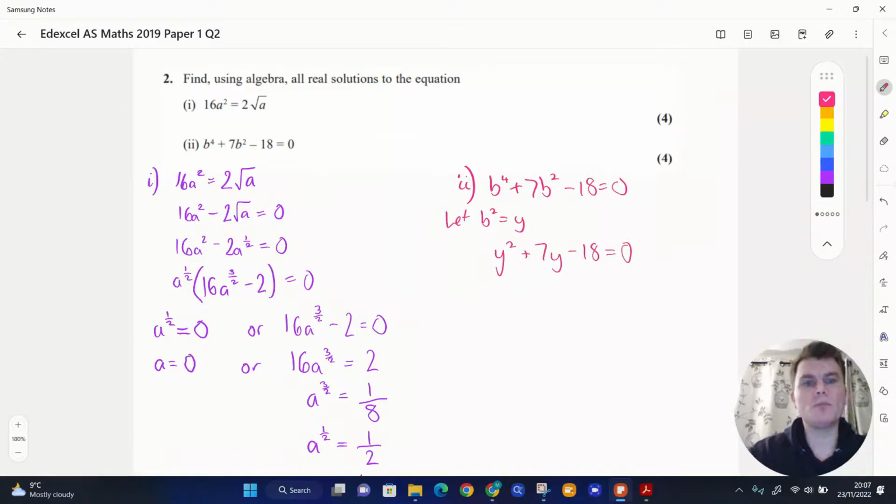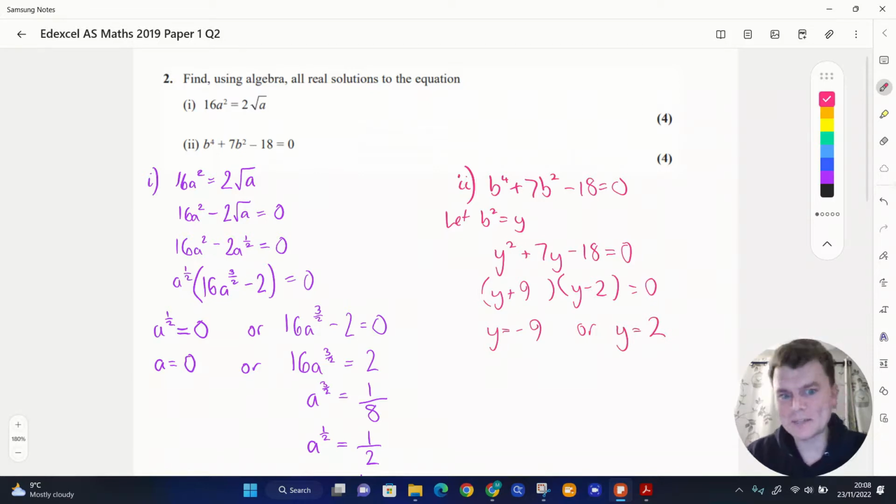So we've got y squared plus 7y minus 18 equals 0. Continuing along the algebra theme, we are going to factorise it, giving you solutions of y equals minus 9 or y equals 2. I would suggest just check that on your calculator just in case. Okay?